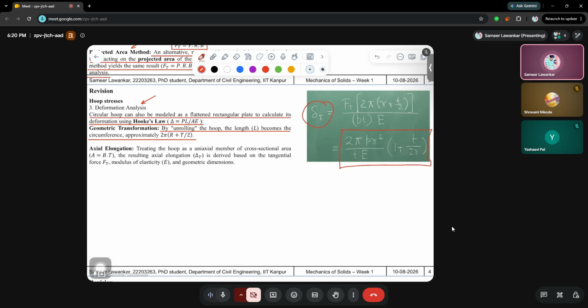So what is t here? t is the thickness. What is P here? P is the pressure. What is r? r is the radius of the pipe or the pressure vessel we are working on.